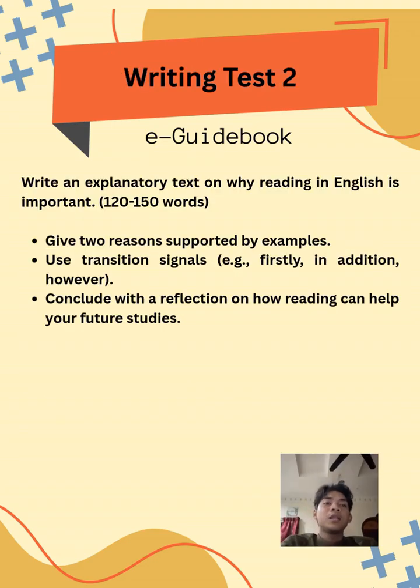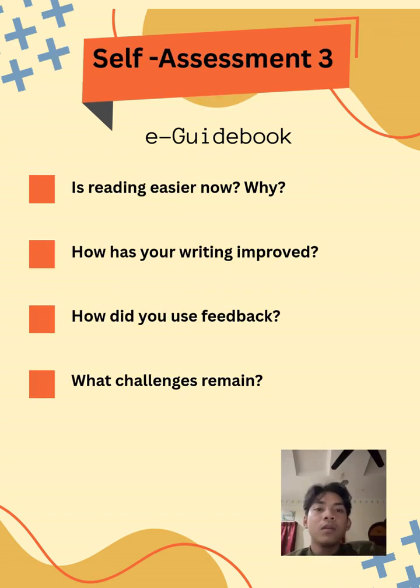The writing task requires students to write 120 to 150 words explaining the importance of reading in English using feedback from part 1. This ensures validity because the task directly measures writing development in terms of organization, clarity, and language use. Reliability in comprehension and writing tests is maintained because the same rubric and marking criteria are applied consistently to all students. Now we look at self-assessment 3.